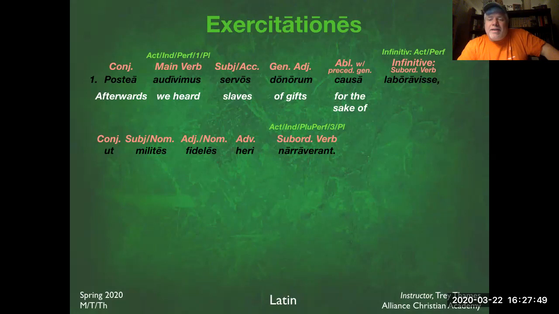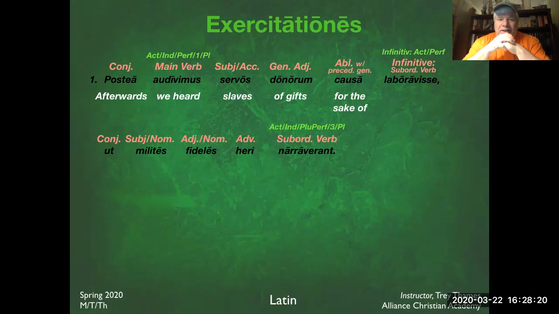Technically, since it's ablative, this would be by, with, or from the sake. But this is important. It's a grammar syntax rule that if you have the word causa in the ablative, preceded by a genitive, you translate it for the sake of, instead of by, with, or from the sake of. That phrase will ultimately be for the sake of the gifts.